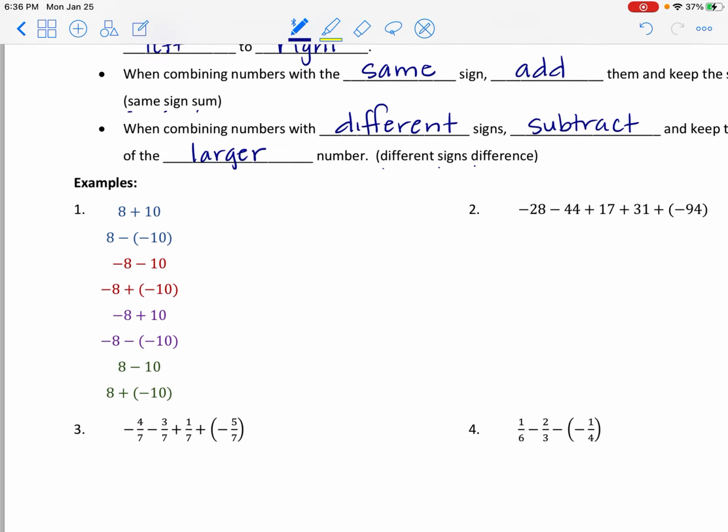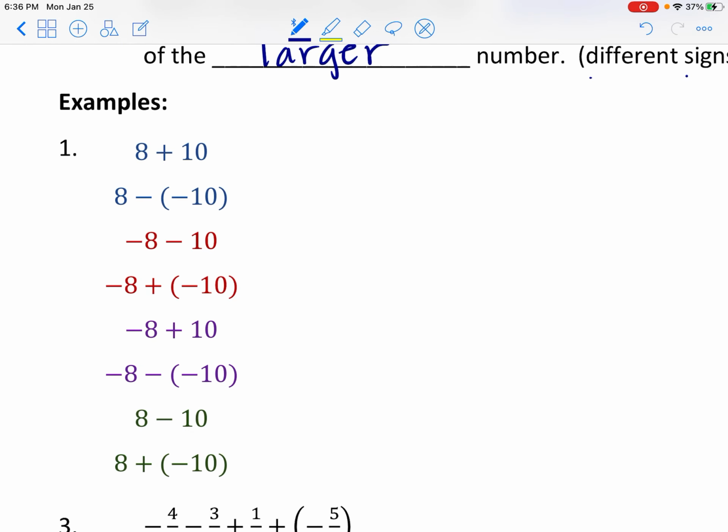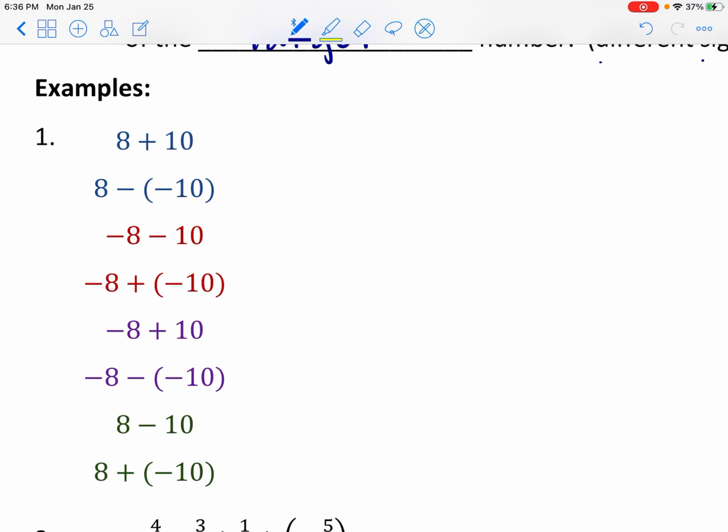Okay, so let me show you an example here where I have every combination of a positive and negative I could think of. So a straightforward one here, 8 plus 10, those are both positive numbers. When you don't see a sign in front of the number, it's implied that it's positive. So a positive 8 and a positive 10, you would add those and keep the result positive, so it's positive 18.